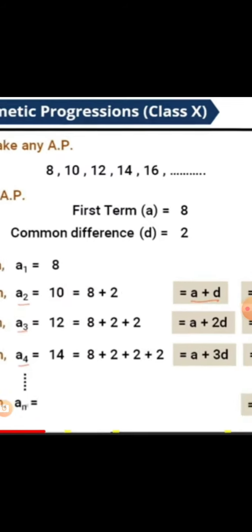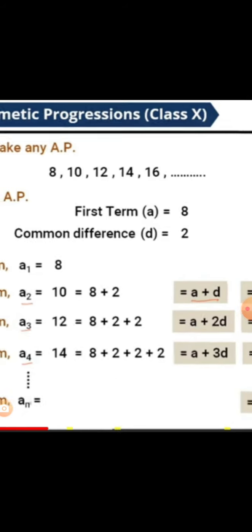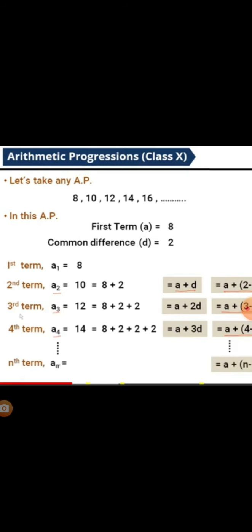We call each number in this set a term. That is 8 is the first term, 10 is the second term, 12 is the third term, 14 is the fourth term, 16 is the fifth term. The first term is A1, the second term is A2. We denote these terms using A1, A2, A3, A4, A5 up to A suffix n, an. How to derive the last term formula?